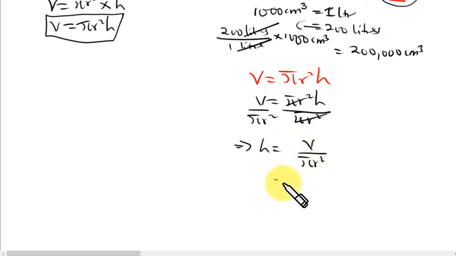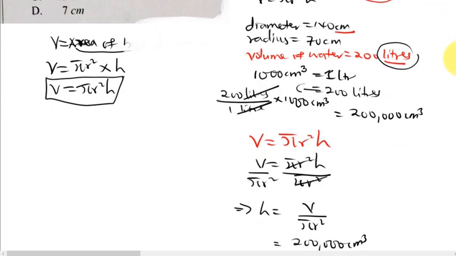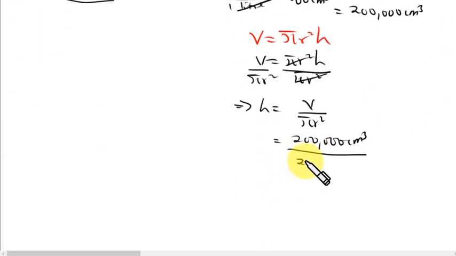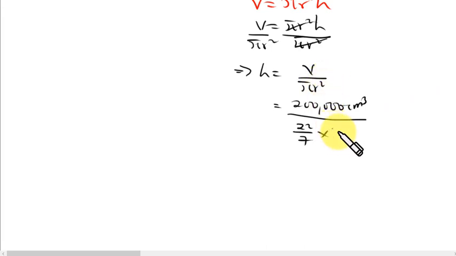Okay, so what is v? V is 200,000 centimeters cube. And what is pi? We've been given pi as 22 on 7. So we put it here, 22 on 7 times r squared. We were given diameter as 140 centimeters, and from it we divided by 2 and had radius to be 70. So we have 70 squared. So height is equal to this.